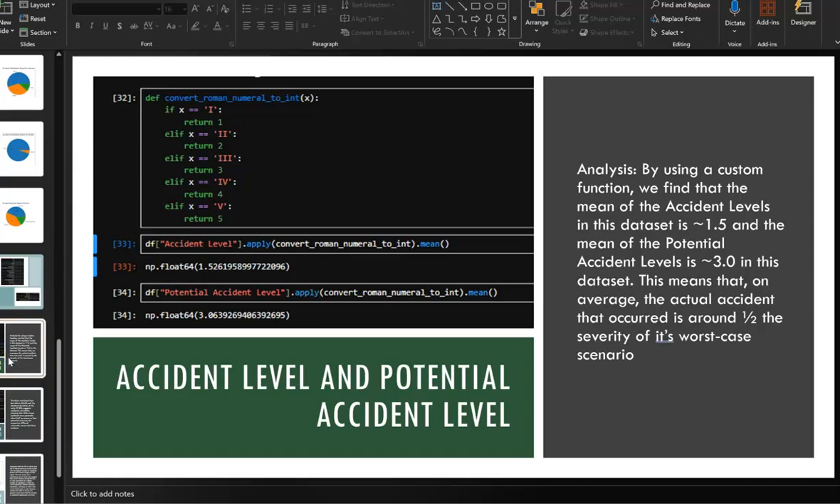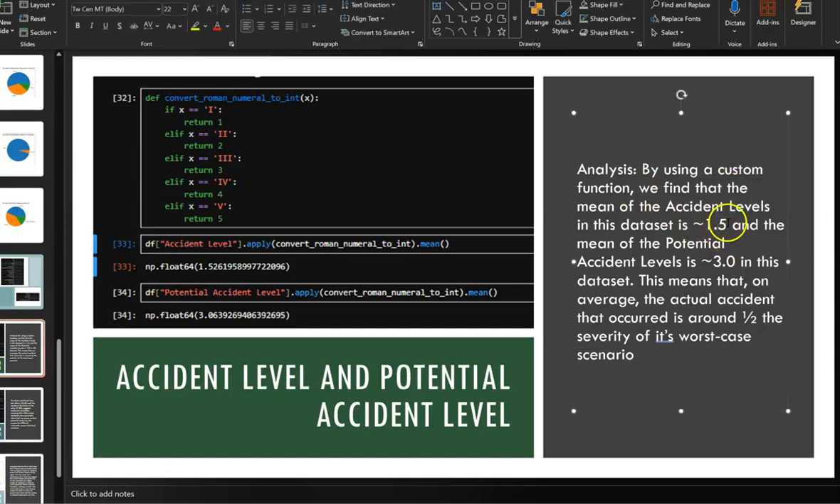Okay, accident level and potential accident level. I used a custom function in Pandas and figured out the mean. I converted the Roman numerals to integers, or else we can't really calculate the mean and mode. We can't really apply the mean method to the data frame. And I found this: the average accident level in regular accident level is just 1.5.